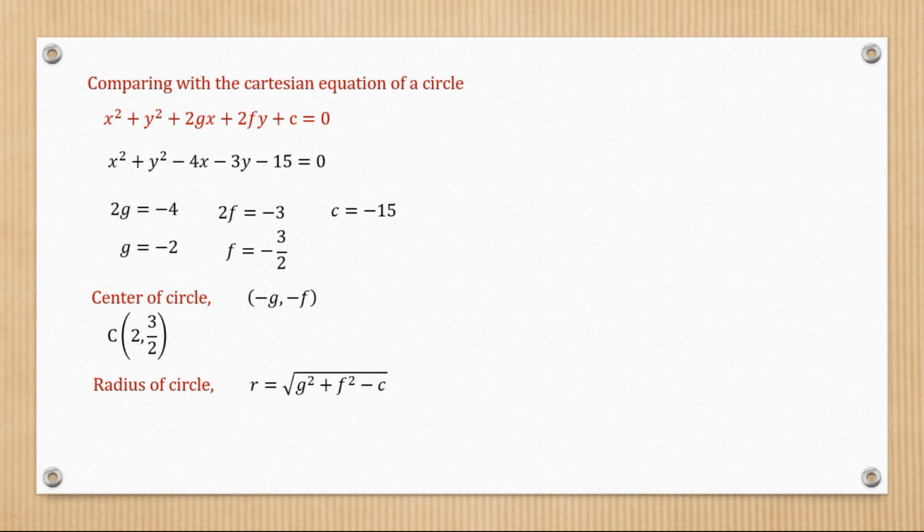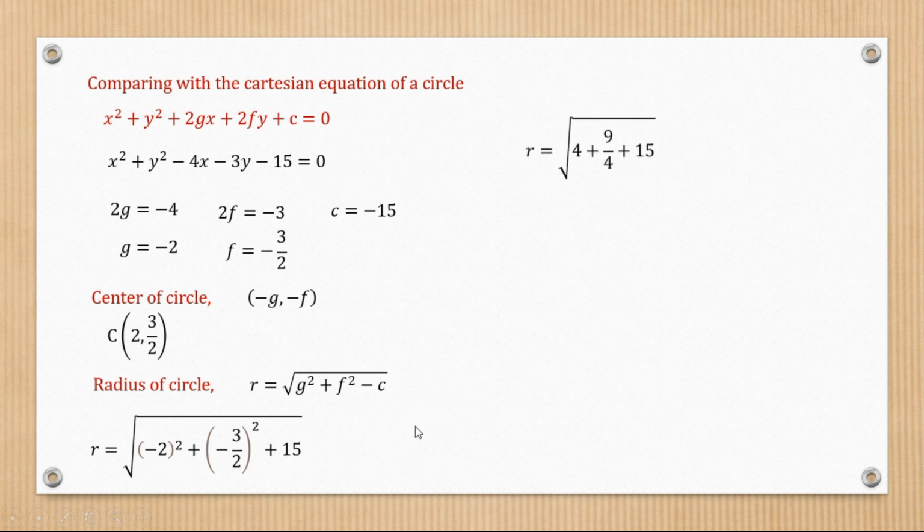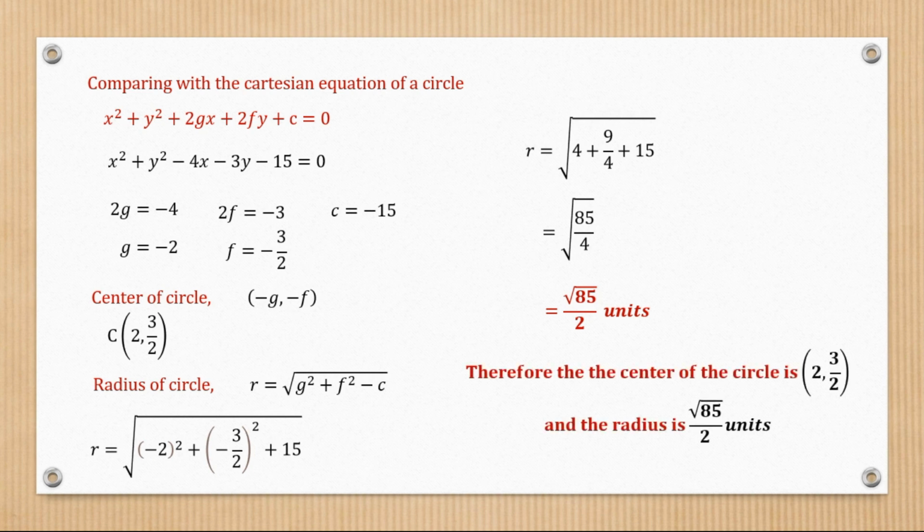That means that the radius of the circle r shall be the root of g squared plus f squared minus c, which shall now be this. As you can see, because the c is already negative, it means that this shall become a plus. That's why we have plus 15 right there. Then our answer shall be the root of 85 over 4, which shall be root 85 over 2 units. And that is the value of the radius of the circle. So therefore the center of the circle is (2, 3/2), and the radius is root 85 over 2 units, and those are the answers.